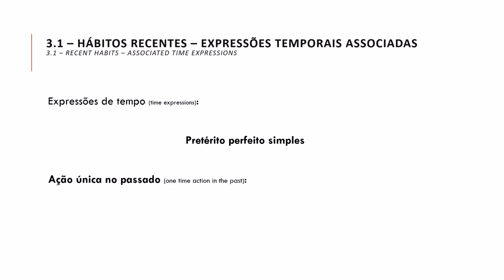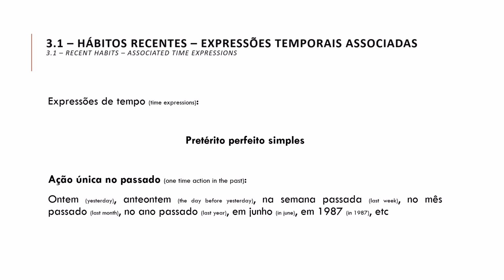So, for that we have expressions like ontem, anteontem, na semana passada, no mês passado, no ano passado, em junho, em 1987. Naturally here, the month and the year are just random because you can use any month or any year to talk about an action that occurred one time in the past.